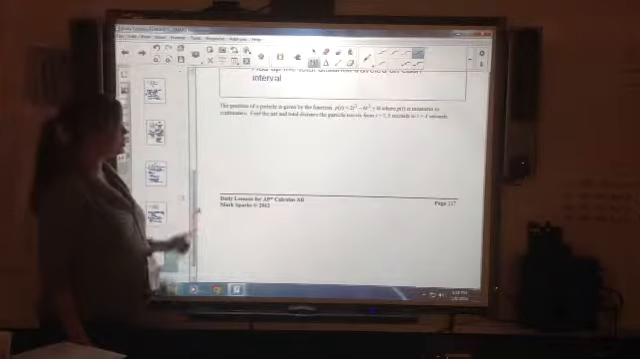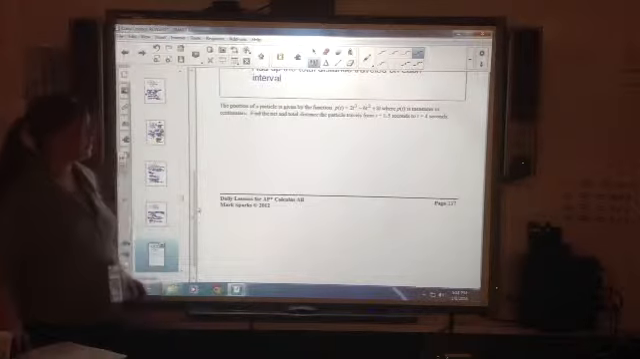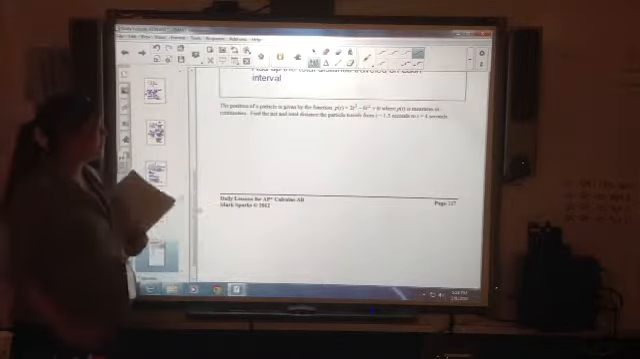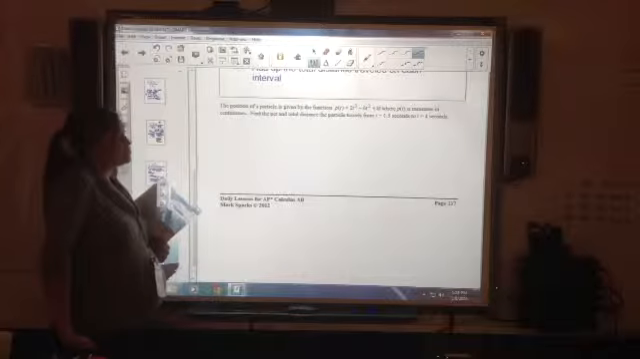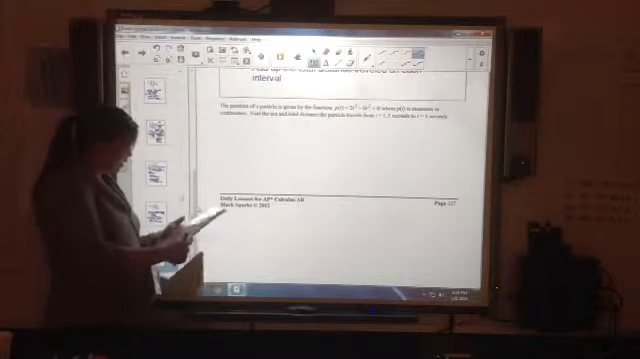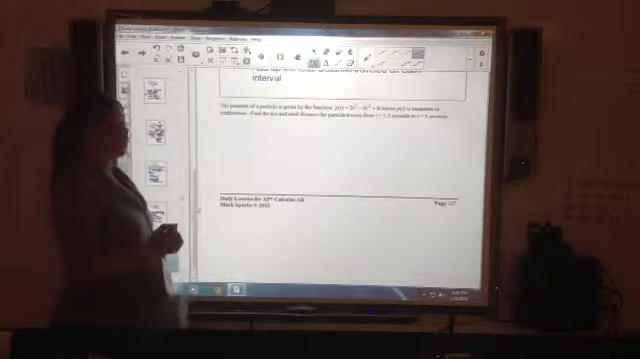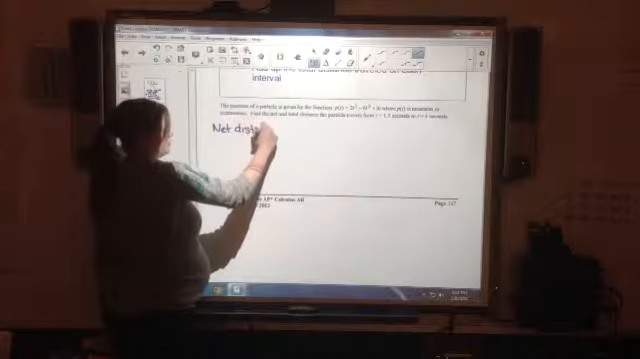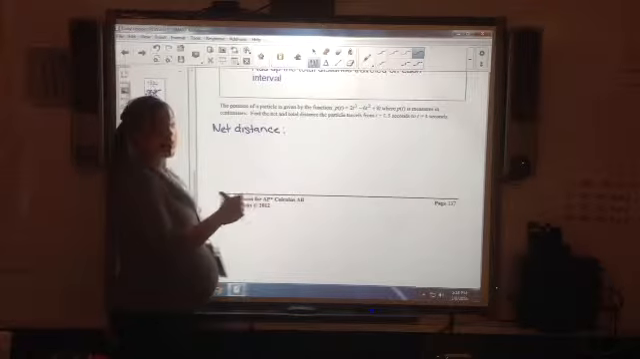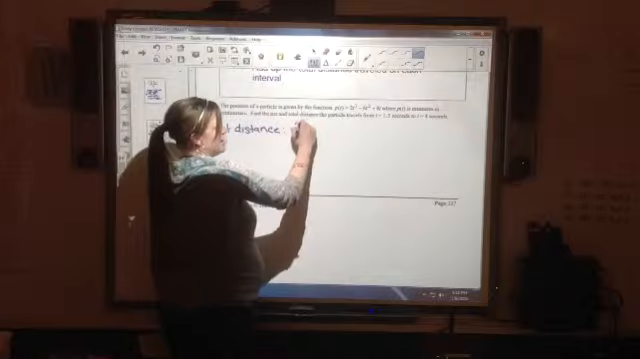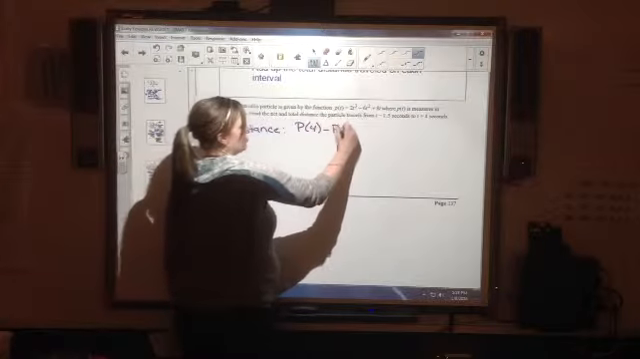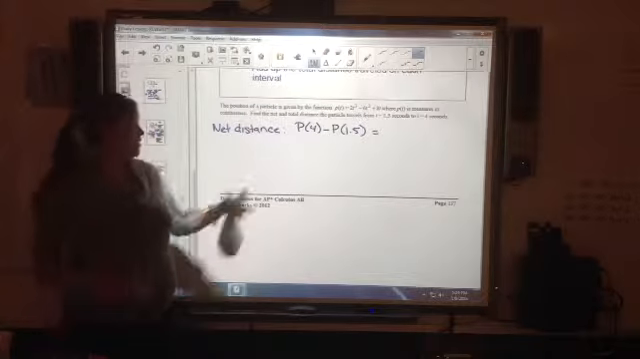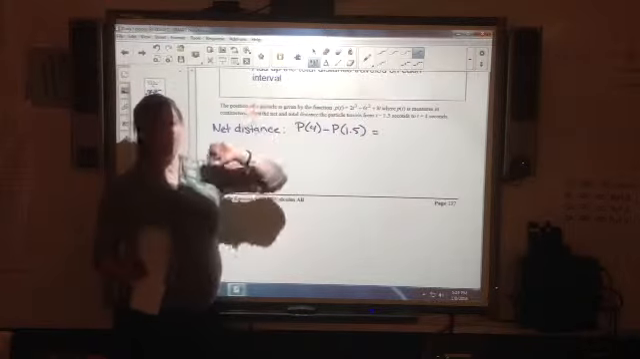Okay, so in this one, the position of a particle is given by this function where P of t is measured in centimeters. Find the net distance and the total distance from t equals 1.5 to t equals 4 seconds. Okay, so in this one, net distance is easy. Net distance is the one right away you should be thinking, okay, I got this. This is P of 4 minus P of 1.5.